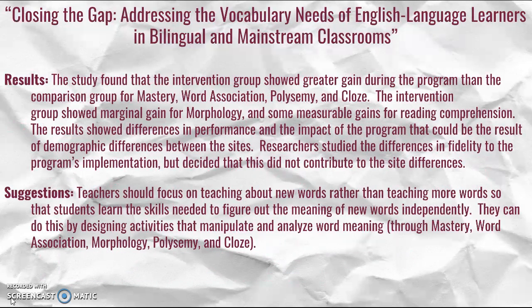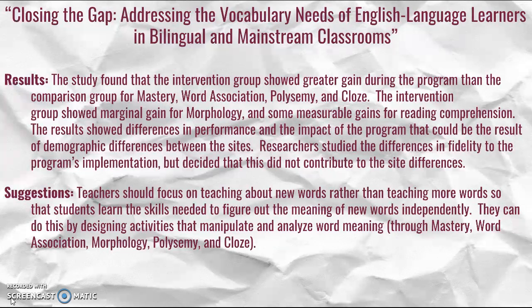From the pretest and post-test, the study found that the intervention group showed greater gains for mastery, word association, polysemy, and cloze. The intervention group also showed marginal gains for morphology. The effects of the program for reading comprehension were less dramatic, but still measurable for both ELLs and EOs. Some differences in performance were linked to sites and could be the result of demographic differences between the participating schools.